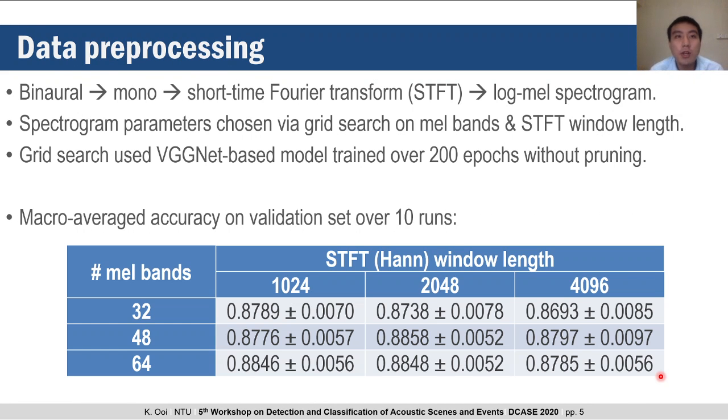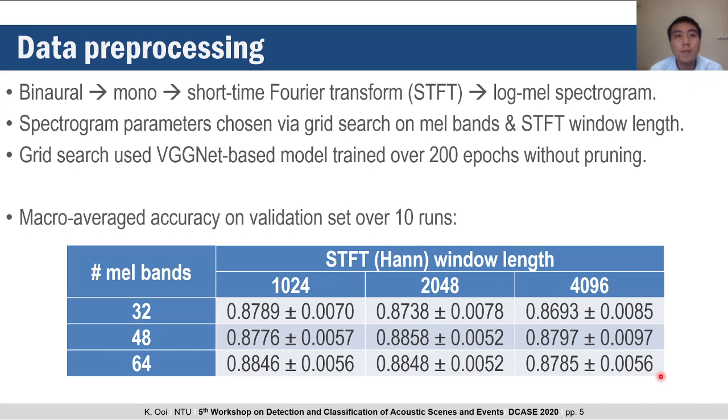The first step in generating predictions for submission was, of course, to pre-process the data. We took the binaural tracks and converted them into mono tracks by taking the sample-wise mean across both channels, and then converted them into log-MEL spectrograms by passing their short-time Fourier transforms, their STFTs, through a MEL filter bank.